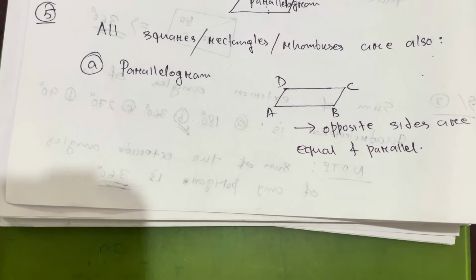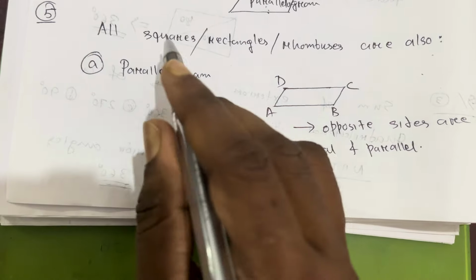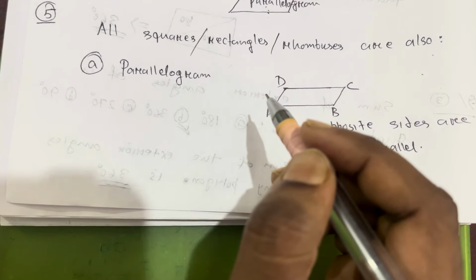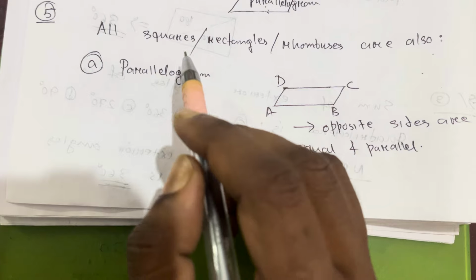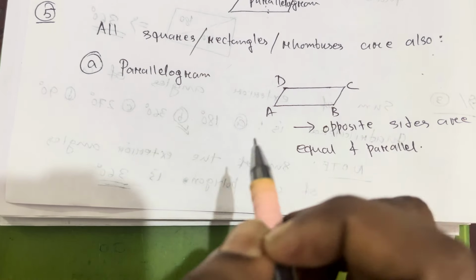Opposite sides are equal and parallel. A square is nothing but a type of parallelogram. A rectangle is also a type of parallelogram, and a rhombus is also a type of parallelogram. So this is obvious: all squares, rectangles and rhombuses are also parallelograms.